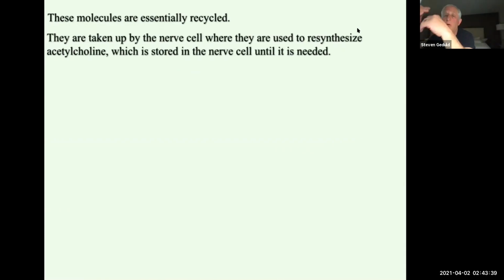So you're basically recycling these molecules. They're broken down into the acetyl and coenzyme A, and it gets recycled and used again. They're taken up by the nerve cell, where they're used to resynthesize acetylcholine, which is then stored in the nerve cell until it's needed again. So it gets released, binds to the neurotransmitter, gets broken down so it's not effective, gets absorbed as the product back into the nerve cell, and gets reassembled back into acetylcholine, so it can be used again.